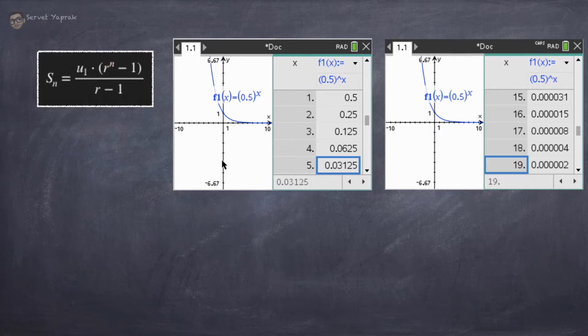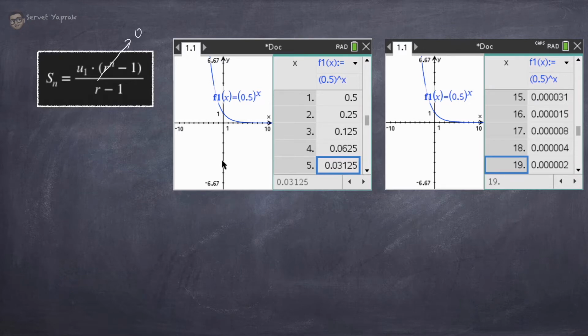And powers of 0.5 are actually getting smaller and smaller, as you can see. So 0.5 to the power of 5 is 0.03125. And if we continue to the powers, as you can see, the 19th power gets almost 0.0002. Which means at some point, this r to the power of n, 0.5 to the power of infinity, will approach 0.